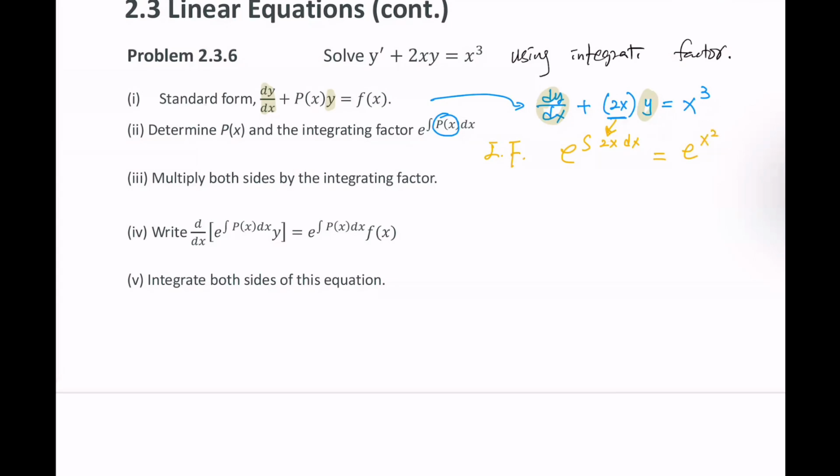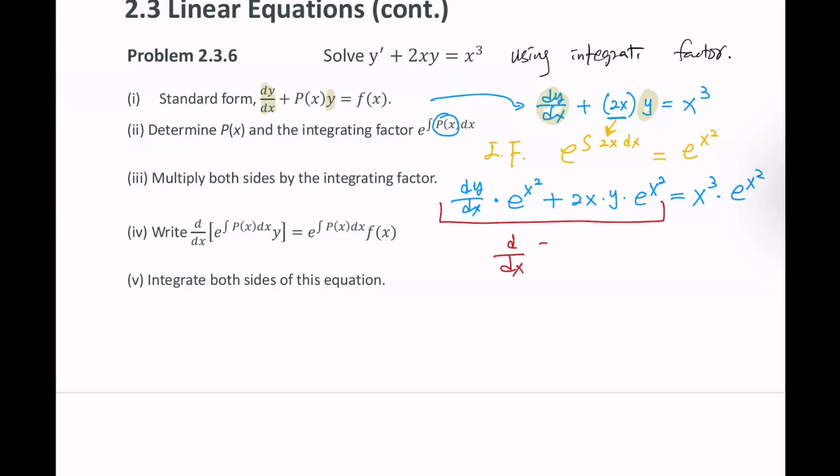Now we need to multiply this integrating factor on both sides. dy over dx times e to the x squared plus 2x times y times e to the x squared equals x cubed times e to the x squared. Up to this point, everything is very straightforward. Now, here's the magic trick. Watch this. The whole left-hand side is going to be d over dx of y times e to the x squared, and the right-hand side is this.